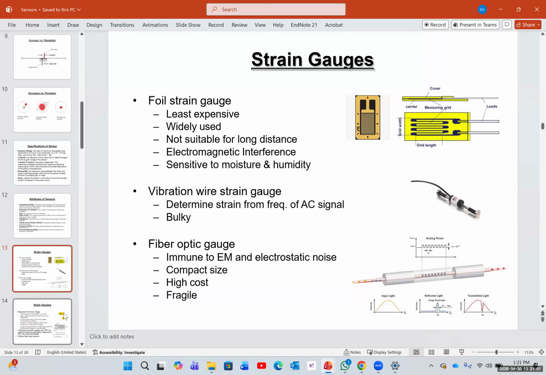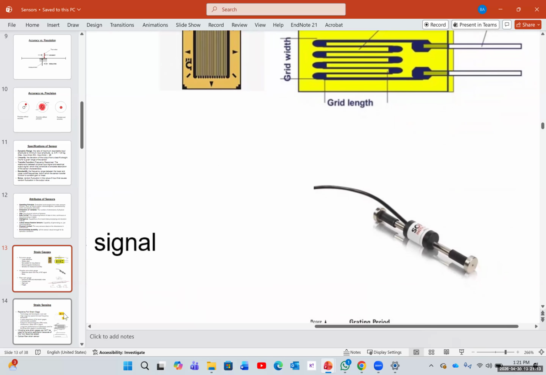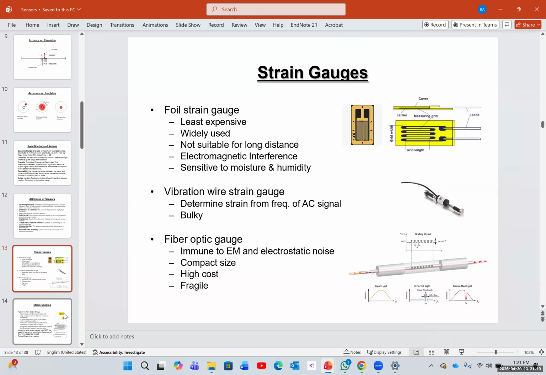Now, another type of strain gauge is called the vibration wire strain gauge. It determines strain from the frequency of an AC signal, and this is very bulky. It's like this. Again, you have a vibration. It changes the distance between two conductors, changes the frequency, and you can determine the strain on the system.